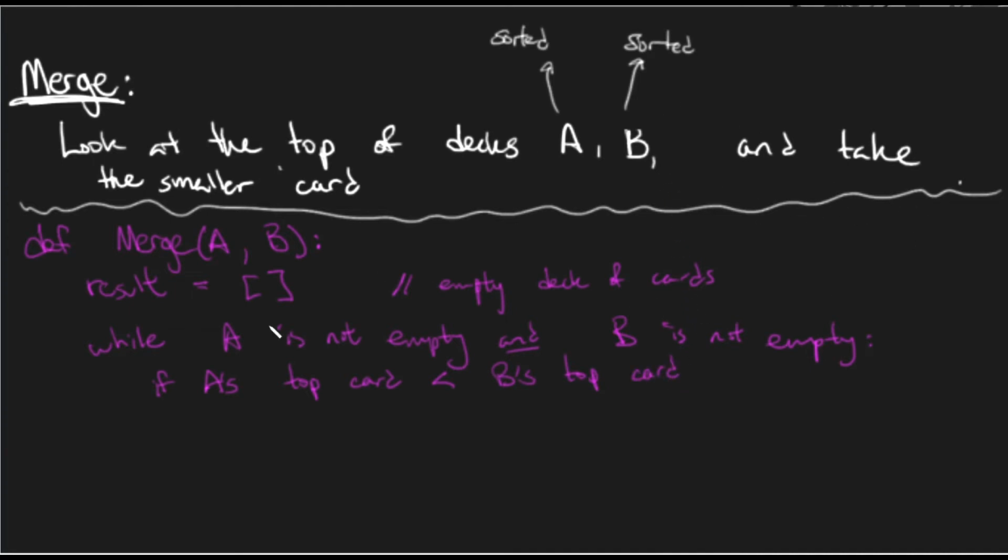then according to our rule, what do we do? Well, A's top card is a smaller card, so we're going to take the top card of A. Right, we're going to take this card right here. We're going to take A's top card and place it onto our result deck. If we were treating this as an array, this place onto would look something like the append operation.